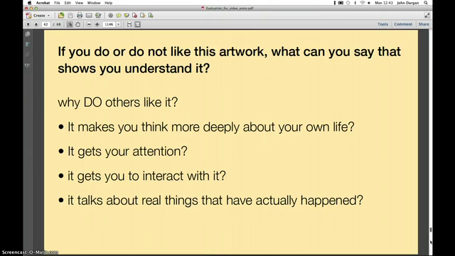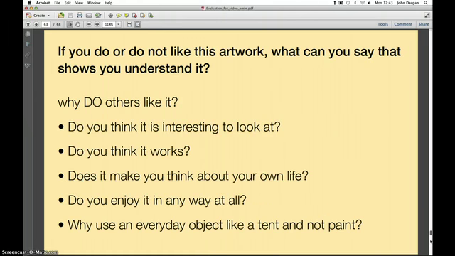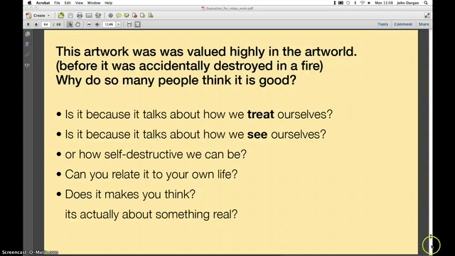You interact with it, you have to get down on hands and knees, maybe even have to get inside it to read everything. And the fact that it talks about real things that have actually happened, is that a good thing? Do you like it because of that? Do you think it's good to look at? Do you think it actually communicates? Do you enjoy it in any way at all? Does it make you think about your own life? And why use an everyday object like a tent and not make paintings? Why can't you communicate these ideas with paintings?